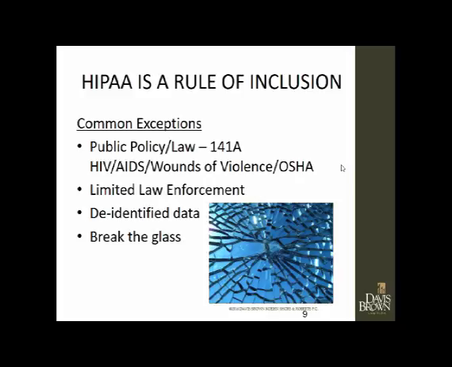That comes under wounds of violence. And so you might see or feel like there's a HIPAA violation because of that reporting, but that's actually required under law.